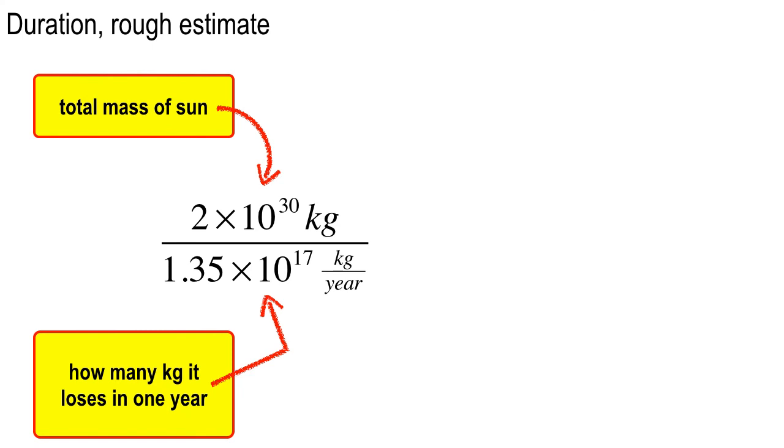Right? So, all right, so hey, you guys, what's the power of 10? This quotient is going to be 10 to the what power? 13, right? Because you got 10 to the 30, 10 to the 17 in the denominator. And then 2 divided by 1.35, that's going to be like 1 point something. Can somebody do that, 2 divided by 1.35? Who's got it? What do you got? 1.48, or about 1.5 times 10 to the 13 years.